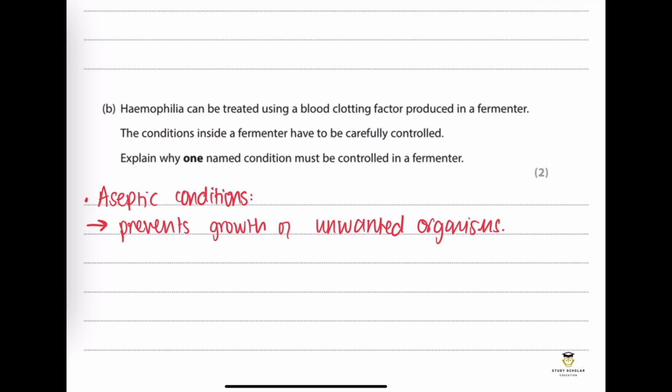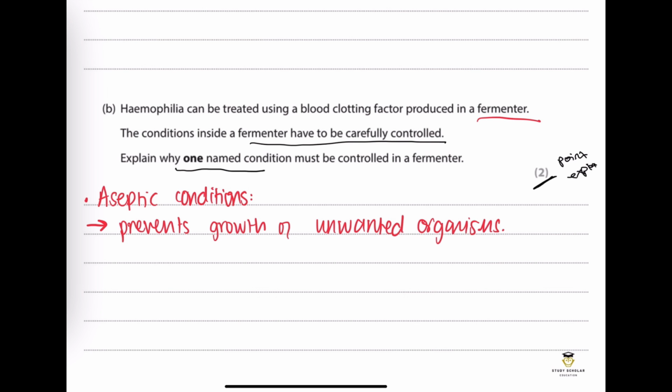B, hemophilia can be treated using a blood clotting factor produced in a fermenter. So the conditions inside the fermenter have to be carefully controlled. Explain one named condition which must be controlled in the fermenter. So we see it's 2 marks, so we need to make 1 point and 1 explanation, even though there are multiple ones, and I'll go through each one of them now.